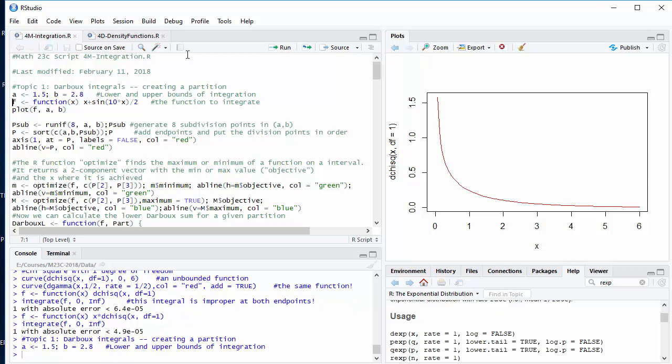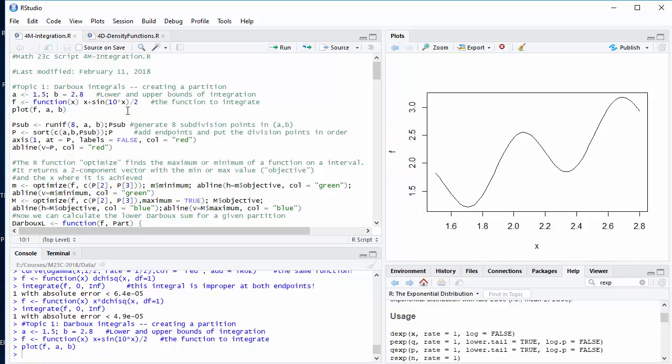The unique feature of Darboux integrals is that they allow you to use arbitrary partitions. So let's set one of these up in R. I'm going to be integrating from 1.5 to 2.8. I picked a function that has some nice wiggles in it, and notice that when you do integration or plotting, what you want is a function that's a function of x only. So I define the function of x for which the formula is x plus sine 10x over 2, and then the plot function gives us a nice graph of that function.